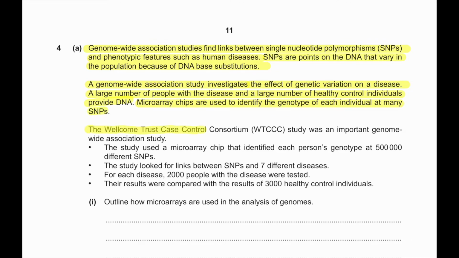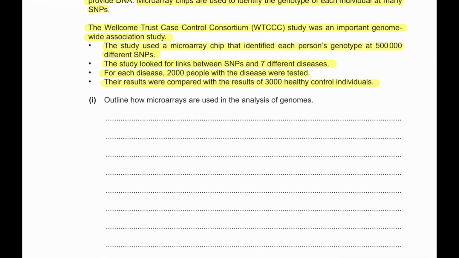The Wellcome Trust Case Control Consortium study was an important genome-wide association study. The study used a microarray chip that identified each person's genotype at 500,000 different SNPs. The study looked for links between SNPs and 7 different diseases. For each disease, 2,000 people with the disease were tested. Their results were compared with the results of 3,000 healthy control individuals. Outline how microarrays are used in the analysis of genomes.